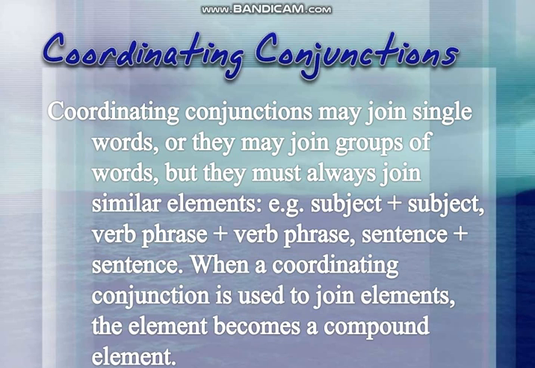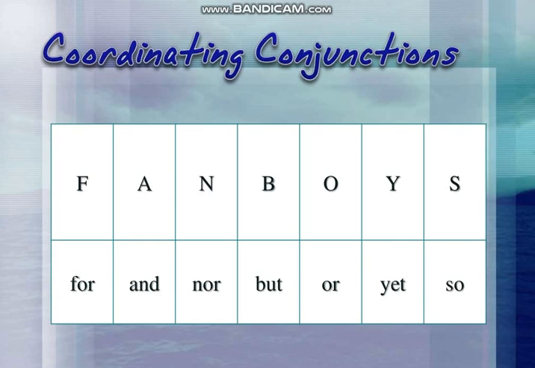Now look at its examples. We have for, and, nor, but, or, yet, so. These are coordinating conjunctions. And unlike the rest, which are different types of conjunctions, only these 7 are coordinating conjunctions.